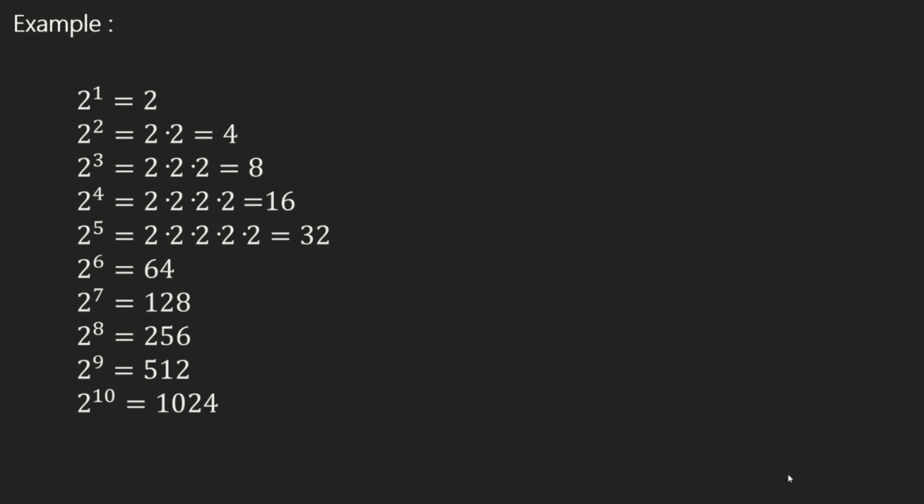Now on the next line, we have 2 to the power of 4. That means we have 4 2's multiplied together, and that gives the answer of 16. On the next line, we have 2 to the fifth. That's we have 5 2's multiplied together, and that gives 32. Then we have 2 to the power of 6 is 64. 2 to the power of 7 is 128. 2 to the power of 8 is 256. 2 to the power of 9 is 512. And lastly, 2 to the power of 10 is 1024.